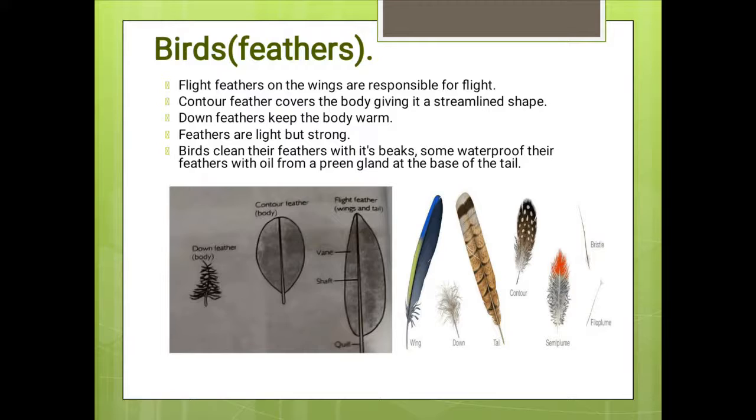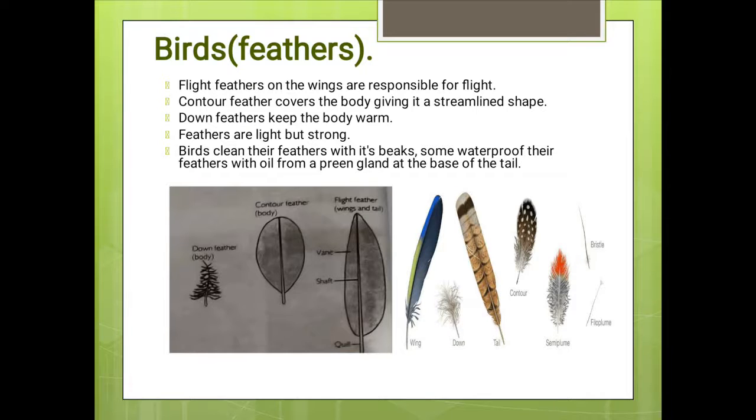Okay, next we have feathers. Let's get to know about birds' feather types and their uses now. Well, birds usually have 6 different types of feathers, but we will learn about the 3 major ones from your book. First of all, they have flight feathers, which are placed all over their wings, and they are mainly responsible for flight. Then comes the contour feather, which covers the body, giving it a streamlined shape. So the contour feather is responsible for their streamlined shape. And lastly, the down feathers, which help them to keep their body warm.